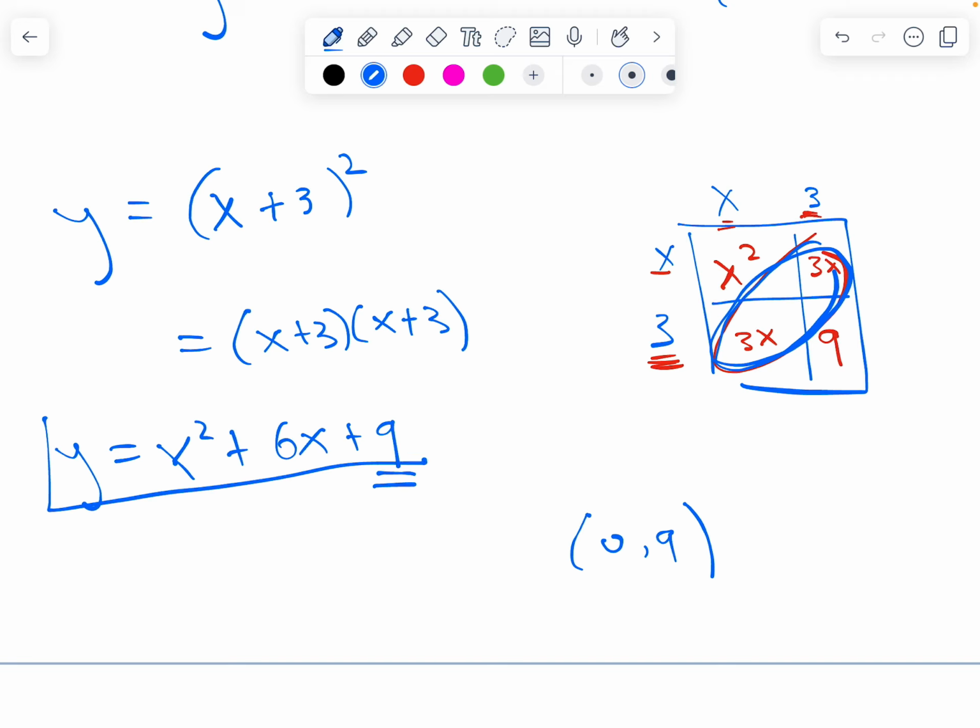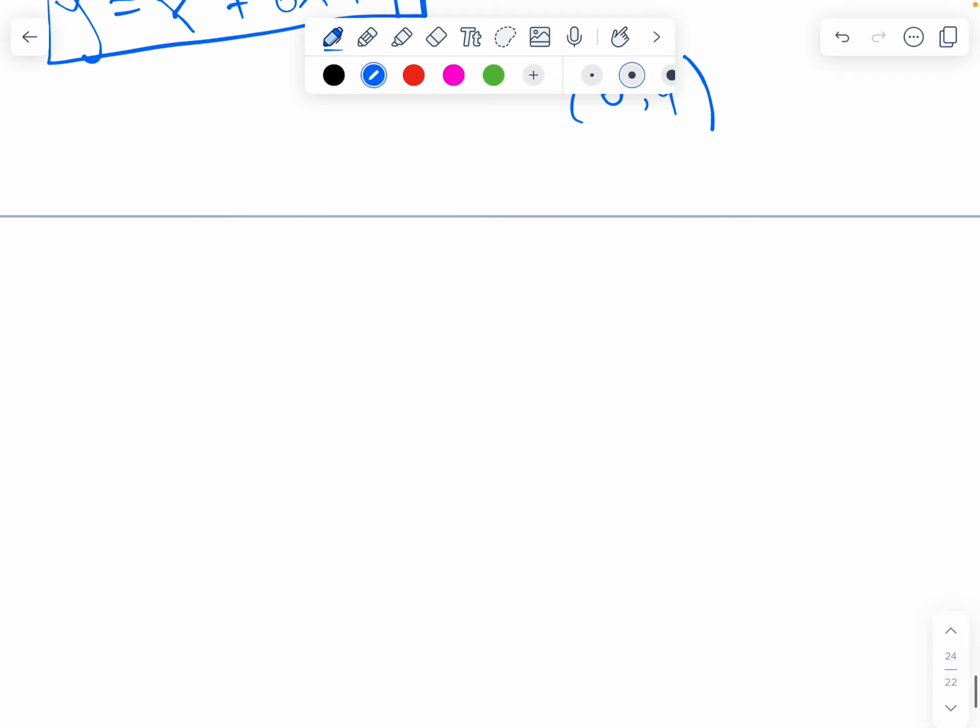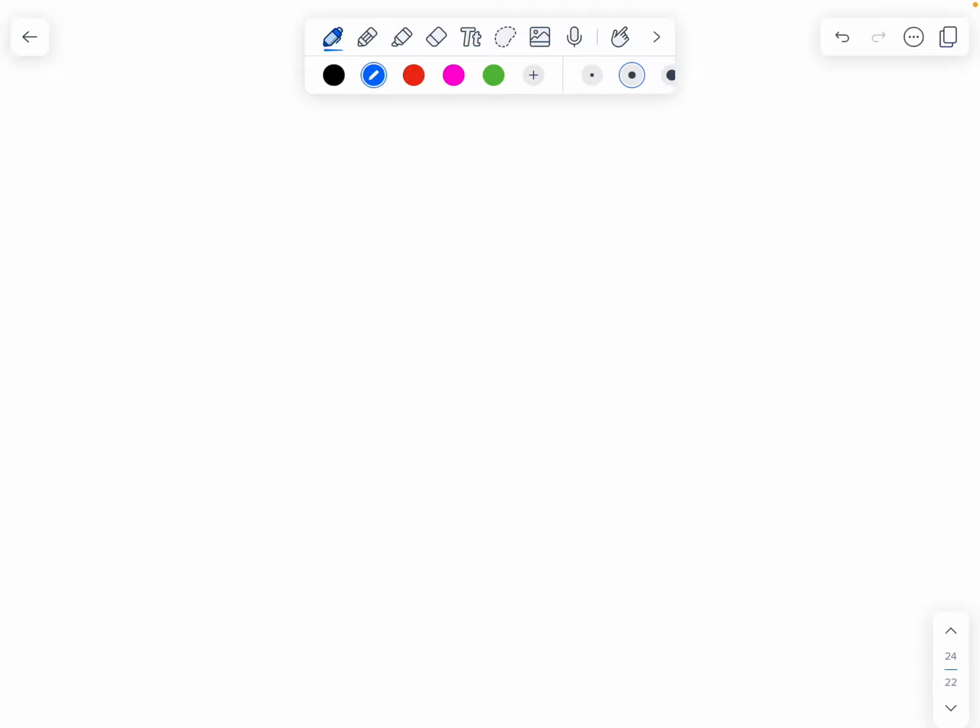Now, this form is called standard form. Standard form doesn't have any parentheses. Okay, so the other thing that I was going to teach you today is this. It's this pattern, and this pattern is called a perfect square pattern.